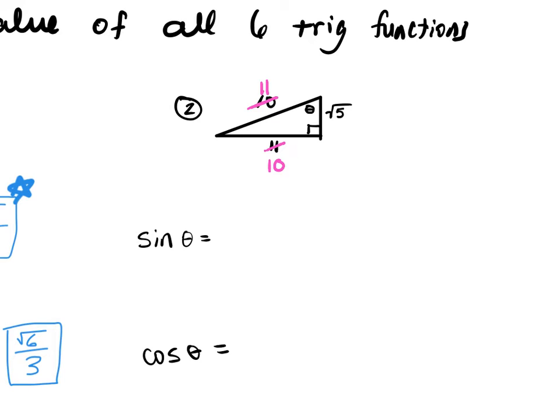All right, so our theta's up here now. What would our sine of theta be? Perfect, opposite over hypotenuse, so 10 over 11. What about our cosine of theta? Square root 5 over 11. What about our tangent?